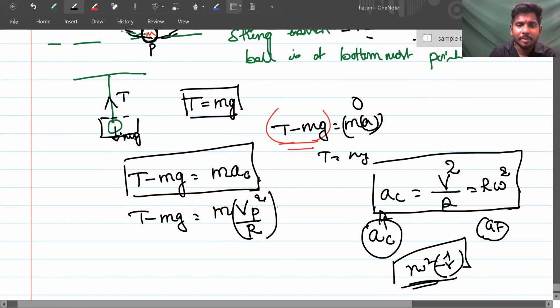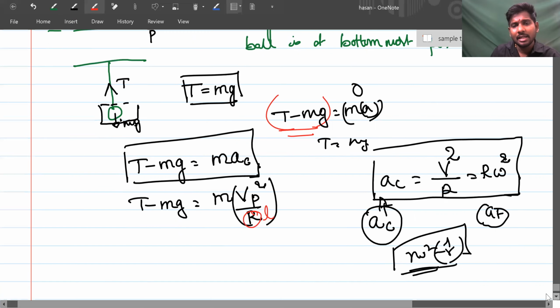So VP squared R. Do we know this VP? Can we get this VP? This radius will be the length here, right? The length of this will be the radius. So we need to find out this VP in the given situation.